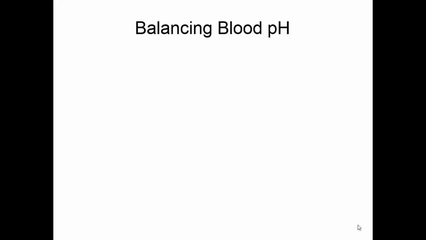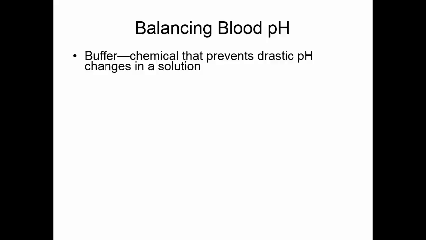To understand how pH is balanced in the blood, we need to know about buffers. Buffers are simply chemicals that prevent drastic pH changes in a solution. They either absorb or release hydrogen ions. Think of them as sort of like a hydrogen ion sponge. If there are too many hydrogen ions in the solution, they soak them up. And if there aren't enough hydrogen ions in the solution, we can kind of wring them out like a sponge and add some back to the solution.